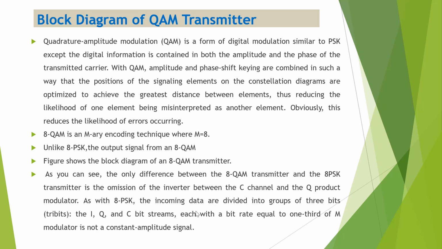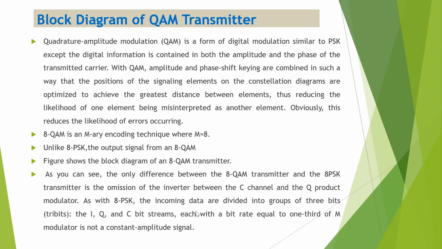Basically, it is a form of digital modulation similar to PSK, except the digital information is contained in both the amplitude and phase of the transmitted carrier. With QAM, amplitude and PSK are combined in such a way that the position of the signaling elements on the constellation diagram is optimized to achieve the greatest distance between elements, thus reducing the likelihood of one element being misinterpreted as another element. 8QAM is an M-ary encoding technique where M is equal to 8.